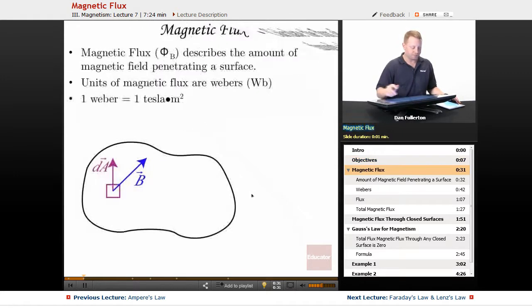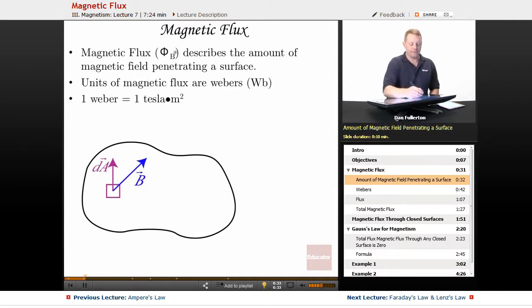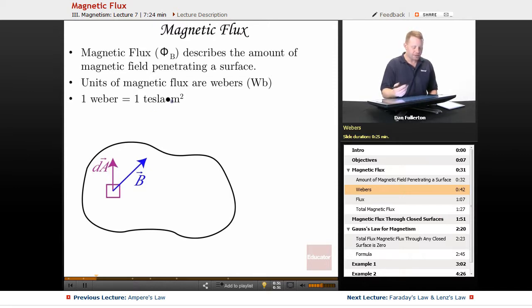All right, so magnetic flux, phi sub B, sometimes you'll see it written phi sub M, describes the amount of magnetic field penetrating a surface, just like it did for electric flux. The units of magnetic flux are Webers, typically written capital W lowercase b, where 1 Weber is 1 Tesla meter squared. And just like we did previously, as we define this, we'll take a small bit of area on a surface, we'll define the normal to it, dA, going from inside to outside if it's a closed surface, and some magnetic field that's penetrating through that.